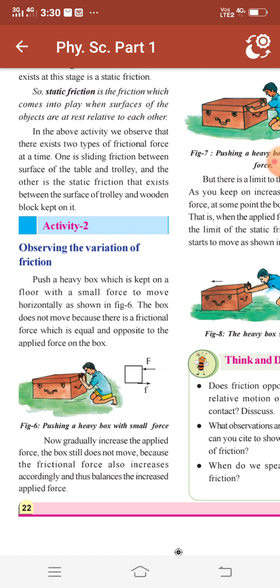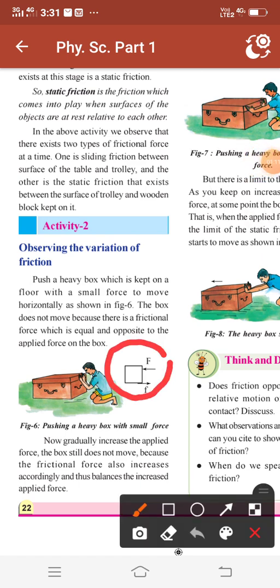Activity 2. What is activity 2? Observing the variation of friction. So observe figure 6. What you observe is a boy trying to move the box. Yes, he pushes a box which is kept on the floor with a small force to move it horizontally, as shown in figure 6. But the box does not move because there is a frictional force which is equal and opposite to the applied force on the box.